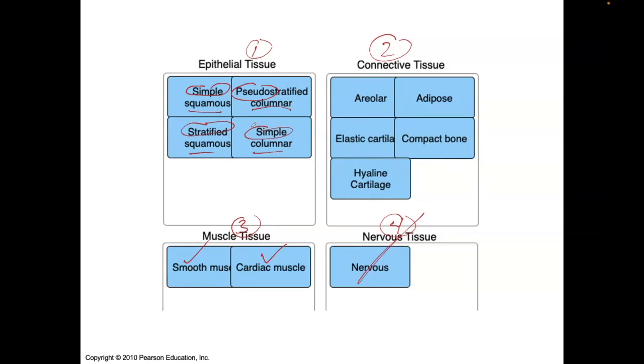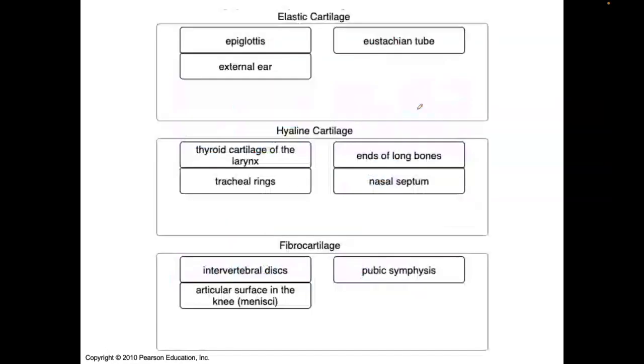So epithelium is pretty easy to label. And then we have areolar and adipose. That falls under connective tissue. That was loose, right? Then you have elastic cartilage and hyaline cartilage. That was under supporting, as was compact bone, also supporting connective tissue. All right, now we've got the three types of cartilage, and then we just got to drag and drop.